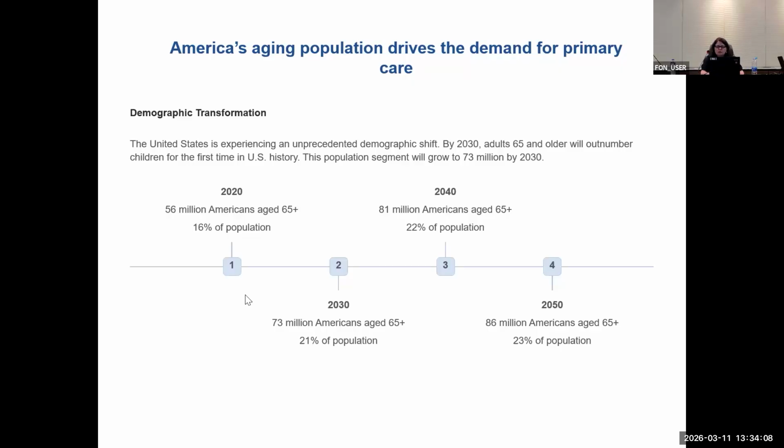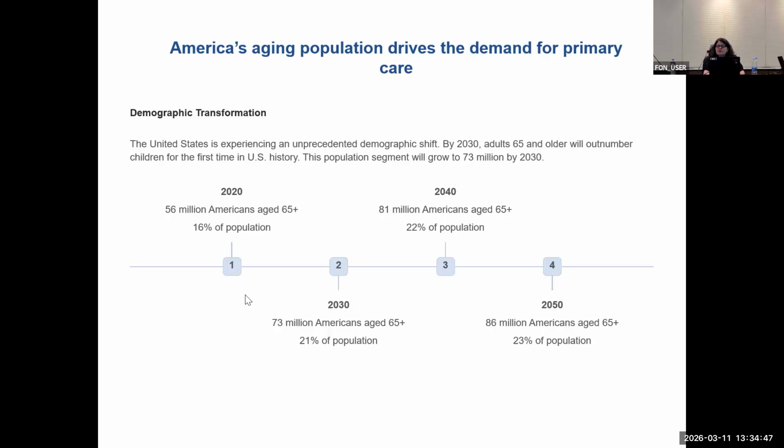But most of our work is motivated by the fact that a lot of people in the US, Americans, are getting older, and we need to find a way to deliver good primary care to older patients in the US. Some estimates show that by 2030, which is in a few years, about 73 million Americans will be 65 years and older. And this number is going to reach 86 million by 2050. As you can see, more people and a greater proportion of the population is getting older.